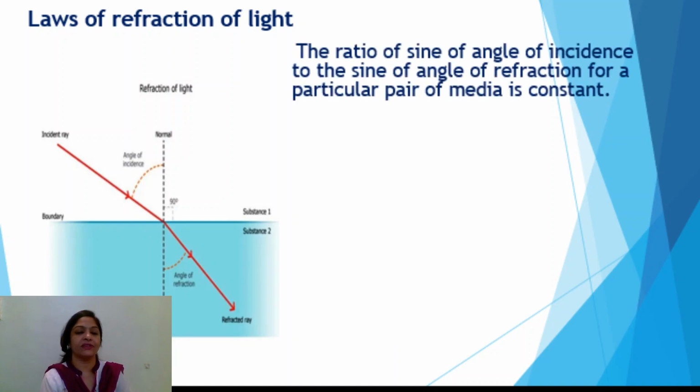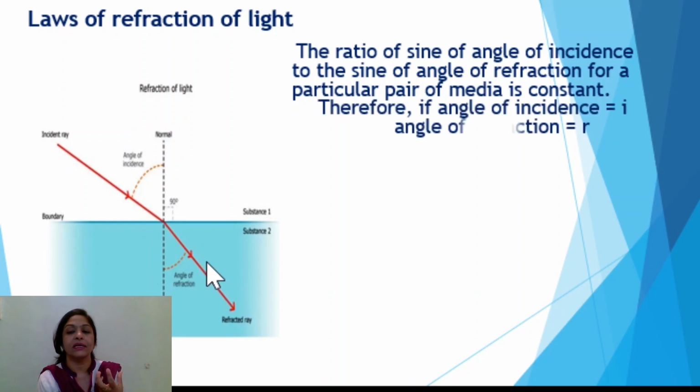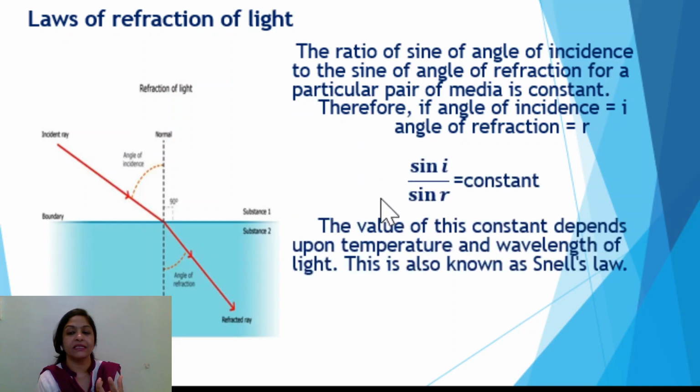this is the law of refraction, in which it is stated that the ratio of the sine of the angle of incidence to the sine of the angle of refraction for a particular pair of media is constant. Now you can see here, this is the angle I and this is the angle R, the angle of refraction. So we take sine I to sine R, and that is equal to a constant. Mathematically, sine I upon sine R equals constant, and this constant always depends upon the temperature and the wavelength of light.